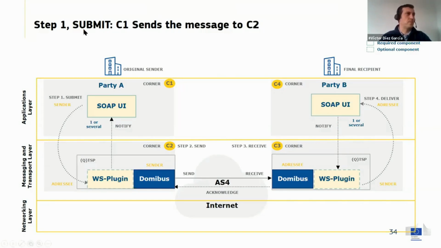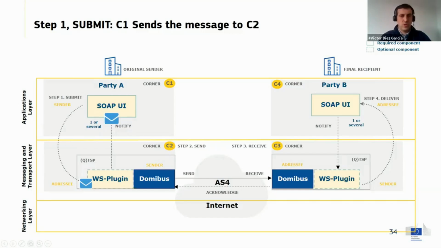The first step will be C1 will submit a request to C2. In this case, this envelope represents the request. This would be a SOAP request. This request arrives to the web service plugin, the connector in the Domibus, in corner two. If the request is correct and it complies with the pmode file configuration, the access point will produce a message ID, will produce an AS4 message, and it will respond to the sender with the message ID that has been created. So it will create a SOAP response that will contain the message ID in there.